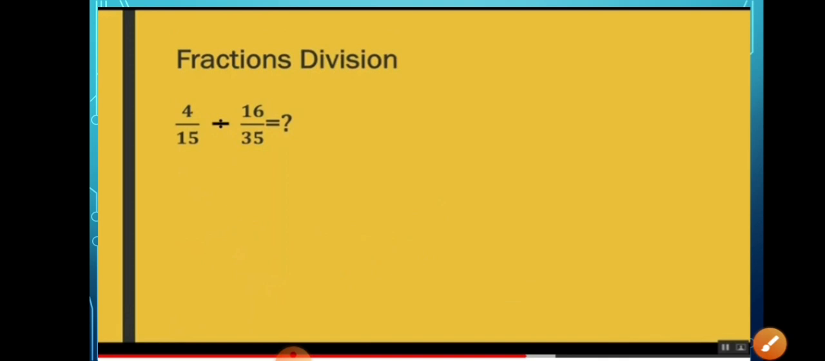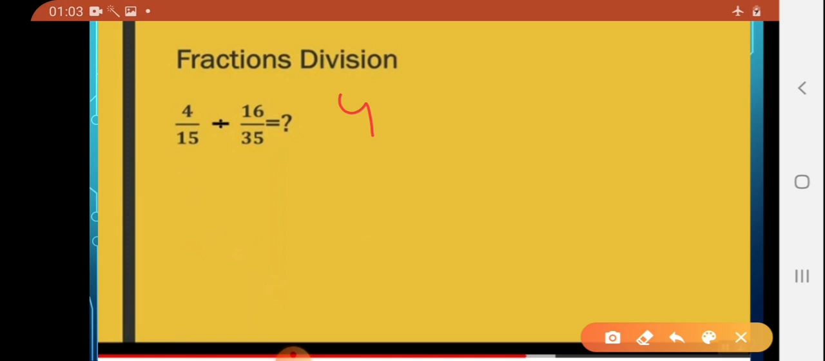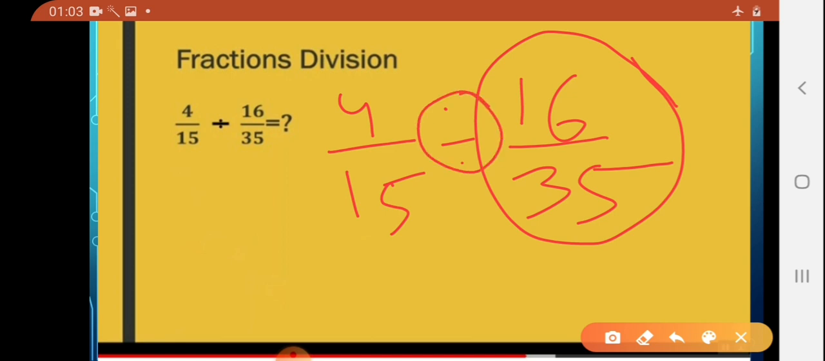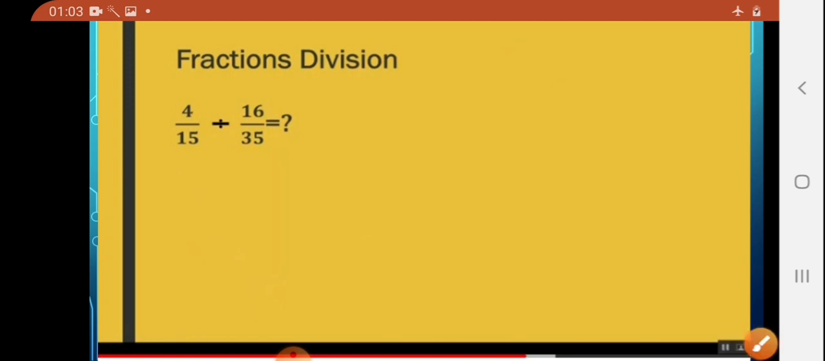Now next is fractions division. The question is 4 upon 15 divided by 16 upon 35. Whenever division is there, what you have to do? You have to flip the other fraction. You have to reciprocal the second fraction and the divide sign will change into multiplication.